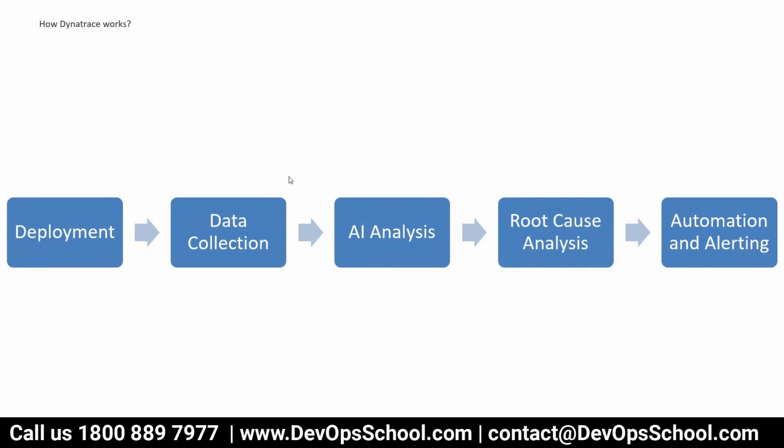So first you have to deploy the OneAgent, which I'll do. OneAgent will collect the data, and after that it will send it to the Dynatrace cloud or hosted solutions. Then automatically the AI, which is a Grail service which I talked about, analyzes the complete data, and if there is some problem, there will be RCA and an automated way to alert and so on. So that is the complete flow of Dynatrace.